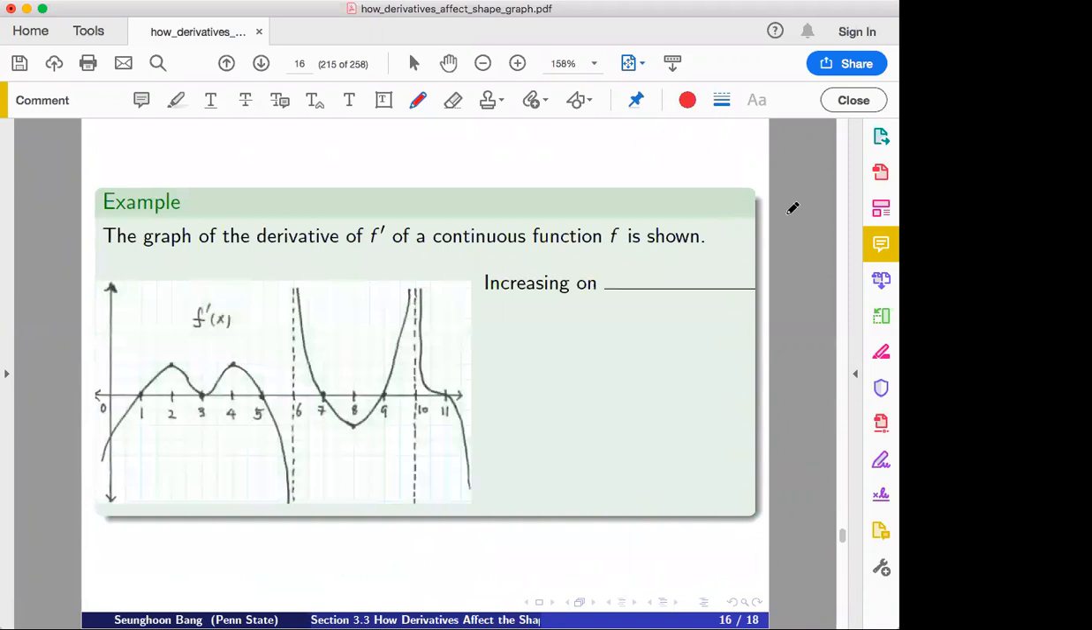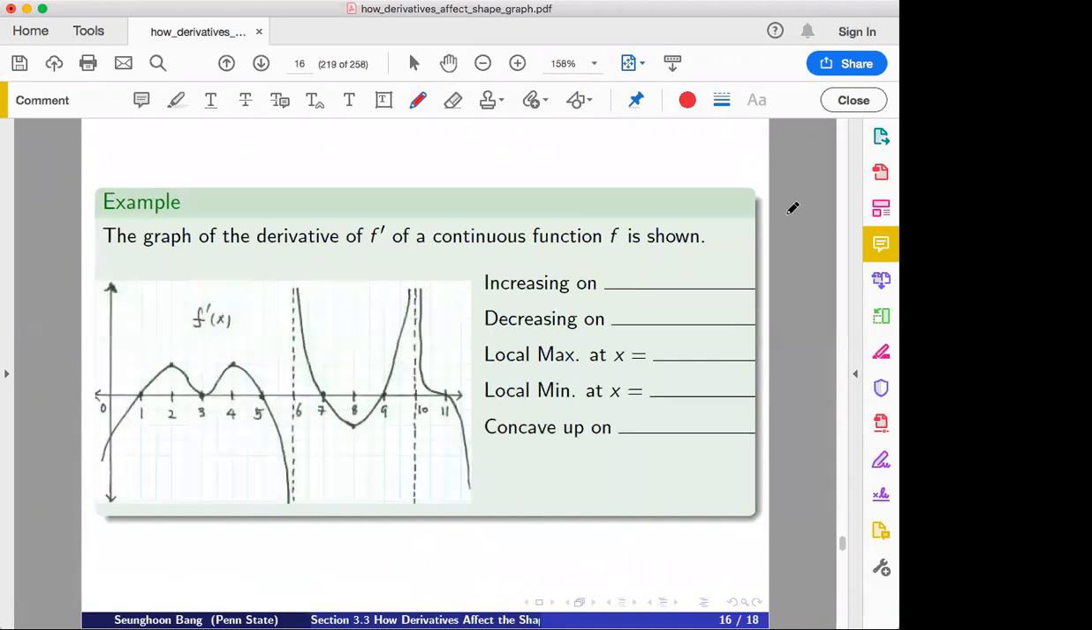You can determine on which interval f is increasing and on which it is decreasing. Find the x values of the local maximum and the local minimum. You can check where it is concave up or down, and find the inflection points at x. As I said before, this is not the graph of f, it is the graph of f prime of x.